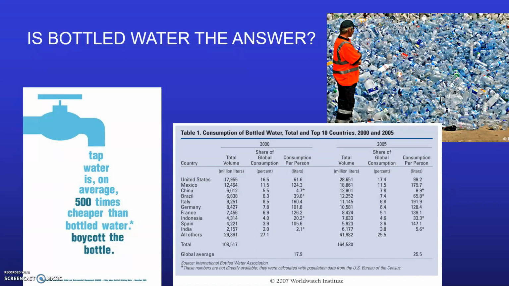So the diagram here is showing plastic recycling going on at a recycling facility, and then the data table here shows the consumption of bottled water in the top 10 countries between 2000 and 2005, and it looks like the US has the largest consumption of bottled water compared to any other country in both years, both in 2000 and 2005.